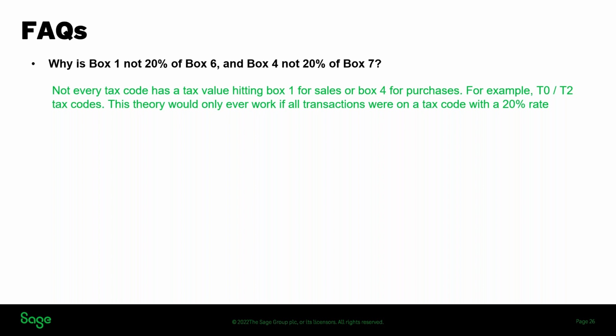So, for example, we'll often get asked, why is box 1 not 20% of box 6 and box 4 not 20% of box 7? So not every tax code has a tax value hitting box 1 for sales or box 4 for purchases. So for example, we saw a T0 transaction in one of the reports. T2 would be exactly the same. So the 20% theory would only ever work if all of your transactions were on a tax code with a 20% rate. So that's basically the reason why it doesn't always match in the mathematics as such.